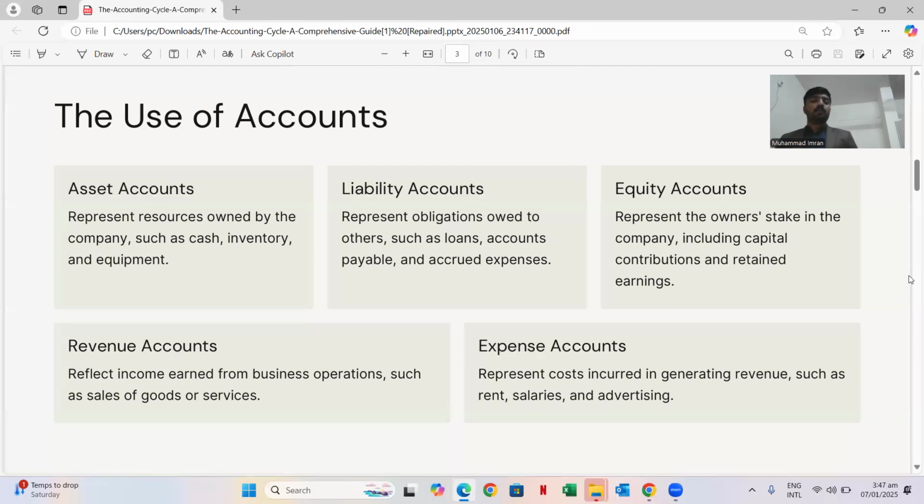Revenue accounts reflect the income earned by performing different operations of the business, such as the sales of goods and services. Expense accounts record those costs which are incurred for operating the business and carrying out its activities for earning different revenues. These include rent, salaries, and advertising.